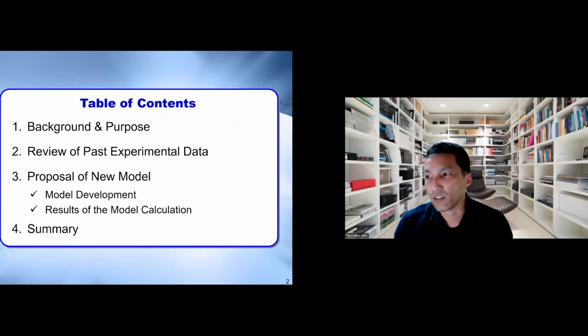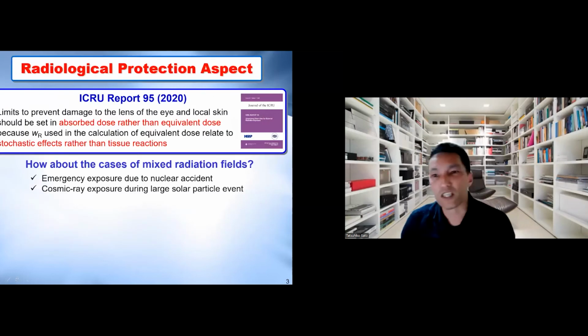So here is a table of contents of my talk today. First, I would like to talk about the background and purpose, the necessity of evaluating RBE for tissue reactions. As for the radiological protection aspect, in ICRU report 95 published in 2020, it is written that limits to prevent damage to the lens of the eye and local skin should be set in absolute dose rather than equivalent dose, because WR used in the calculation of equivalent dose relates to stochastic effect rather than tissue reaction.